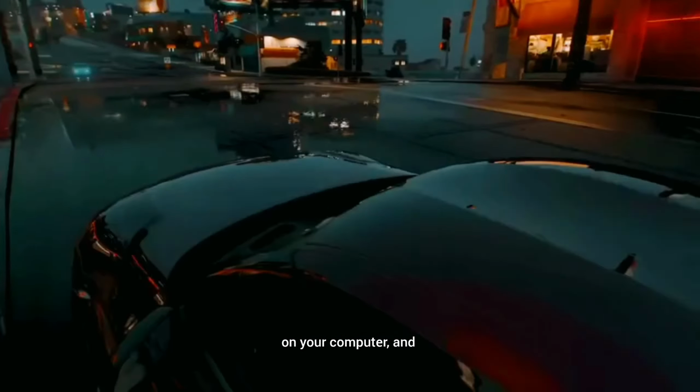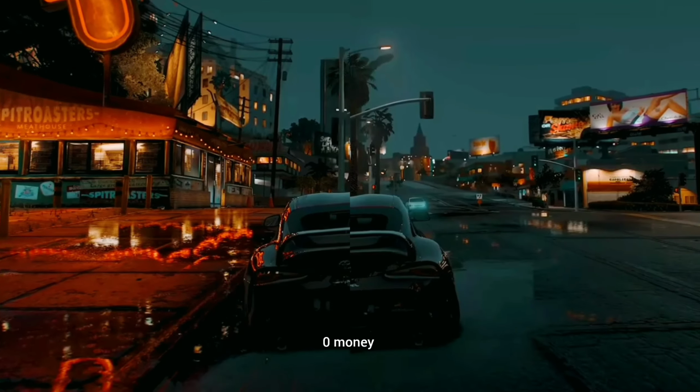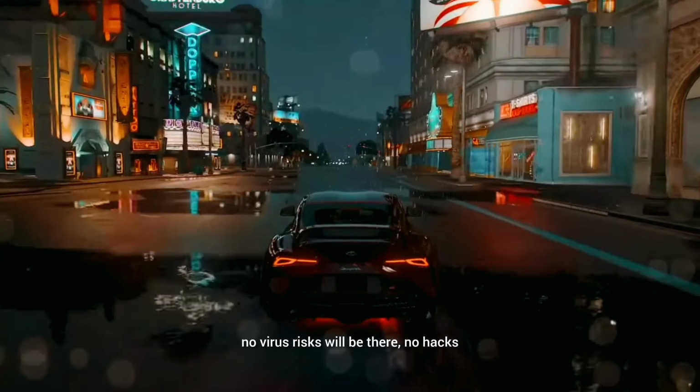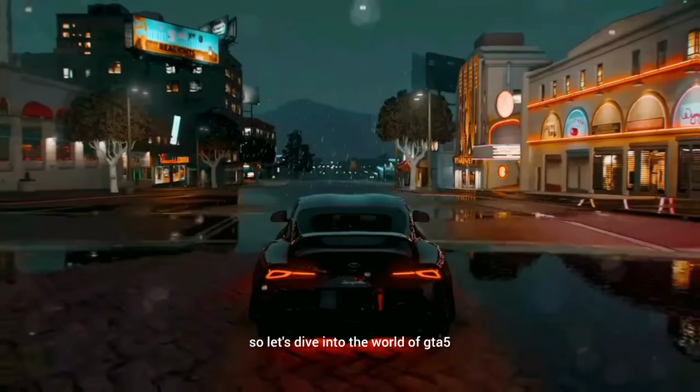Please note that this will be totally free. Zero money. No virus risks will be there, no hacks. Only the main thing. So let's dive into the world of GTA 5.